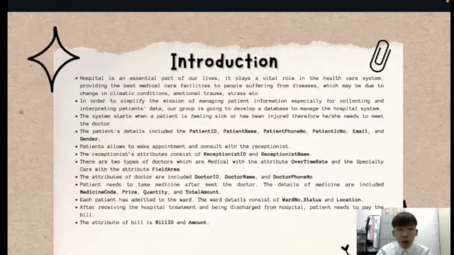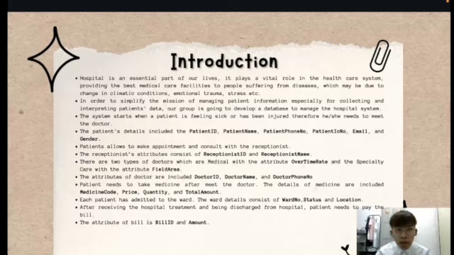First is the introduction. Hospital is an essential part of our lives. It plays a vital role in the healthcare system, providing the best medical care facilities to people suffering from diseases, which may be due to change in climatic conditions, emotional trauma, stress, and others. In order to simplify the mission of managing patient information, especially for collecting and interpreting patients' data, our group is going to develop a database to manage the hospital system.